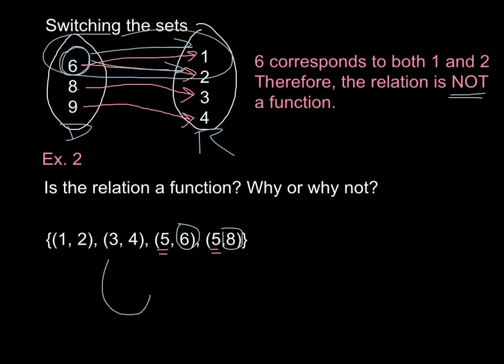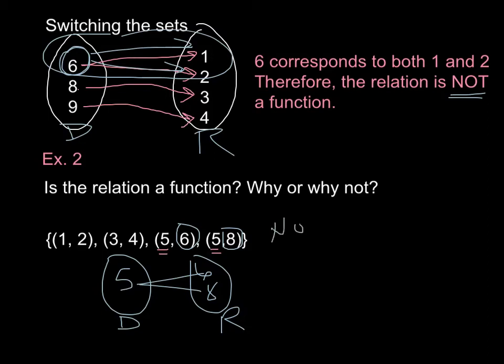If I were thinking of this in terms of the diagrams like we had before, here's my domain. Here's 6 and 8 over here in my range. I've got 5 going two places. One value in the domain goes to two different range values, says that this is not one-to-one, and therefore it is not a function. Okay?